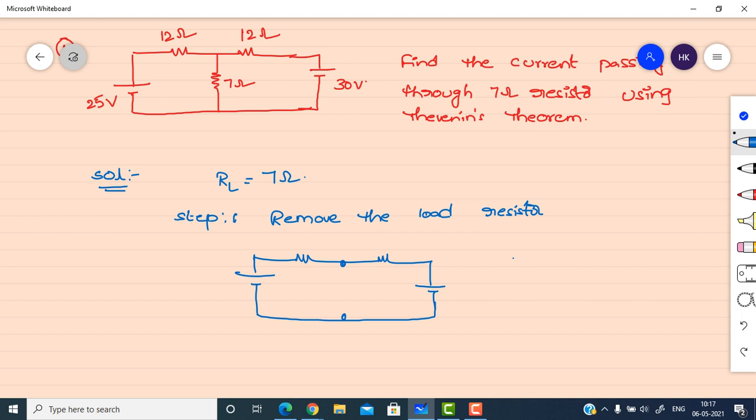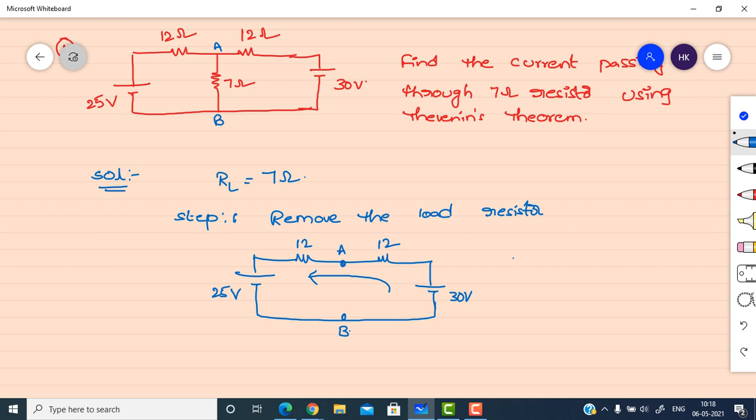I just remove that resistor and I am marking the terminals A and B. These are the load terminals. In between these two only we connected the 7 ohm resistor. This terminal is A and this terminal is B. 25, 30, 12 and 12. So 30 volt source is there and 25 volt source is there. This one is the higher value, so I will assume the current is flowing like this from the 30 volt source.